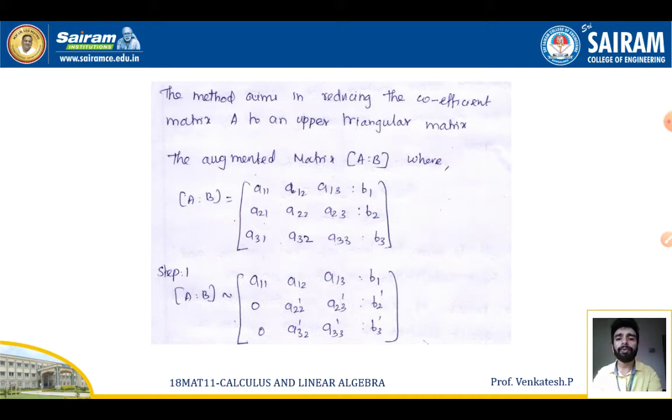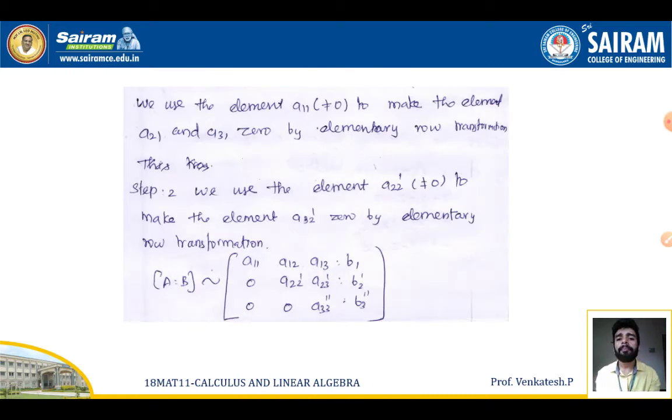So now what can I do? I'm going to perform the next step to make the next entry 0. In step 2, I'm going to make a32 dash 0 by using elementary row transformation. After applying the elementary row transformation only to the R3 row, I'll get the matrix like a11, a12, a13, b1, 0, a22 dash, a23 dash, b2 dash. The third row will change completely because I am applying the elementary row transformation only to the third row: 0, 0, a33 double dash, b3 double dash. These are the new entries after the transformation.